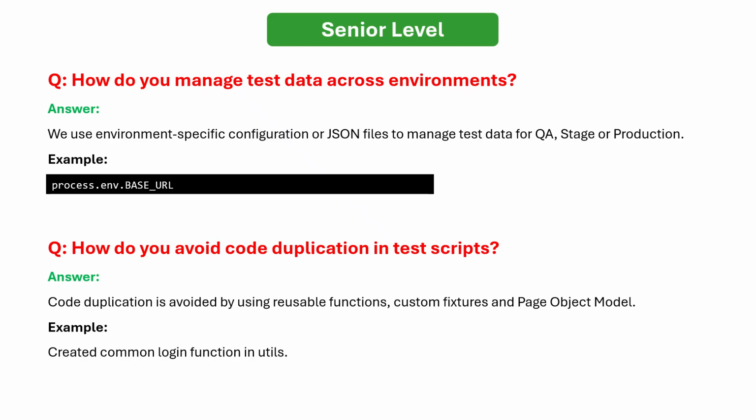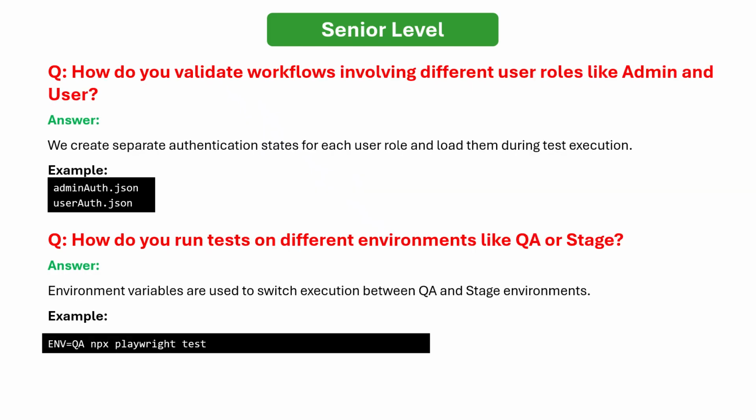Example, how do you avoid code duplication in test scripts? Answer, code duplication is avoided by using reusable functions, custom fixtures, and page object model. Example, created common login function in utils. How do you validate workflows involving different user roles like admin and user? Answer, we create separate authentication states for each user role and load them during test execution.